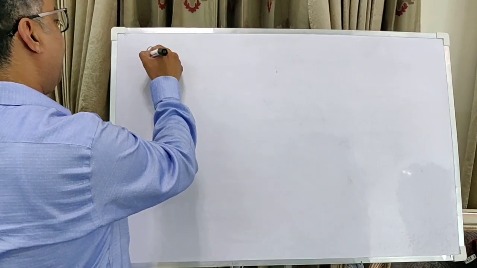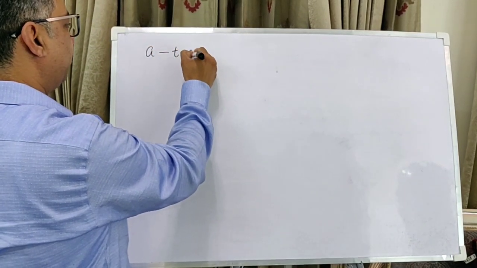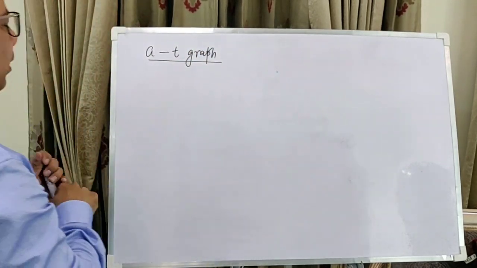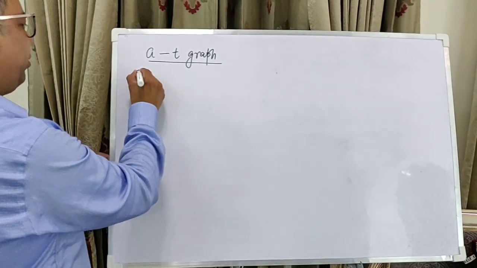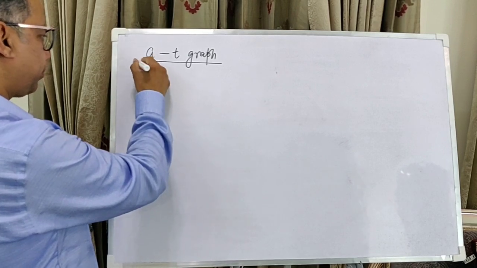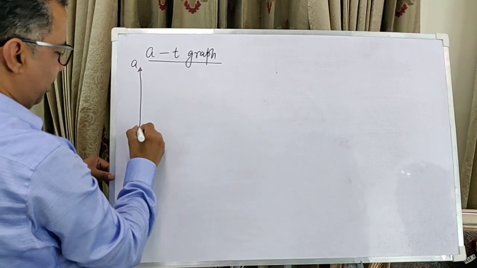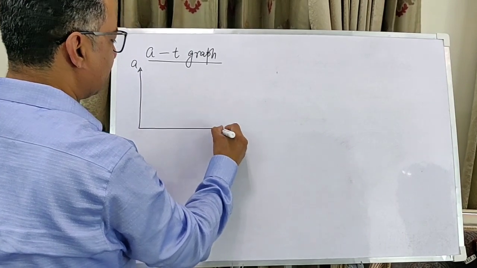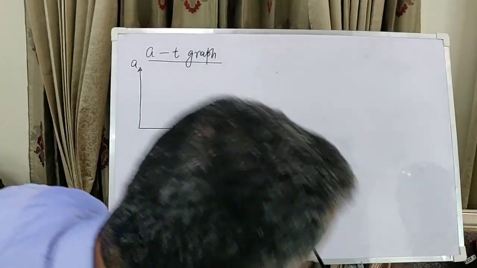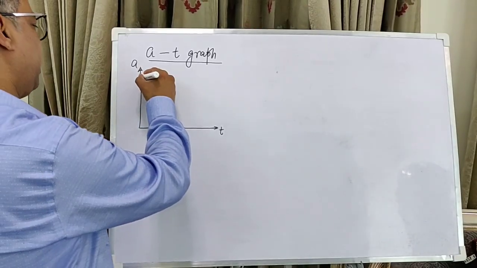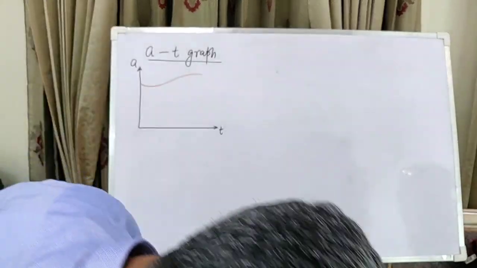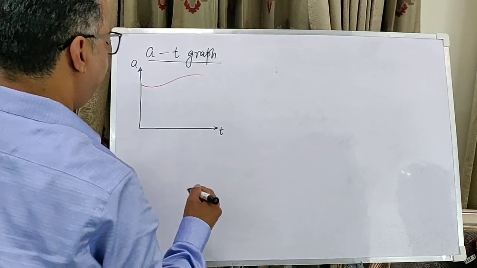So a versus t graph. In this graph, we plot a on the vertical axis and time on the horizontal axis. Now let's assume we have a graph that kind of looks like this. Now, what are the geometrical interpretations here?